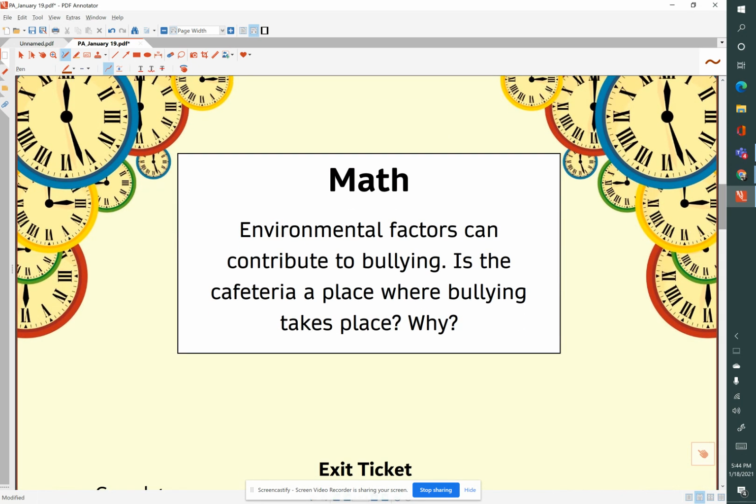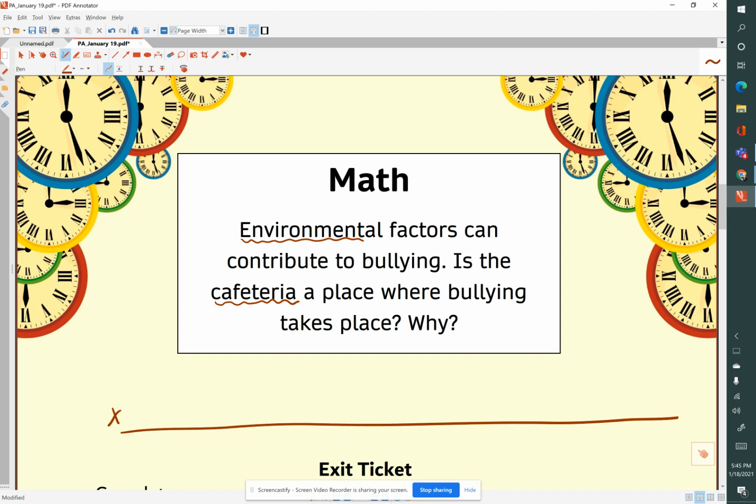So first, our do now. Environmental factors can contribute to bullying. Environmental, that's the space around us, the environment. In school and outside of school, we have different kinds of environment. The cafeteria, the laboratory, outside we could have a playground, we have the hallways. So here we're asking about the cafeteria. Is the cafeteria a place where bullying takes place? Why? And what is it about the cafeteria that could contribute to bullying? So I want you to think about that.